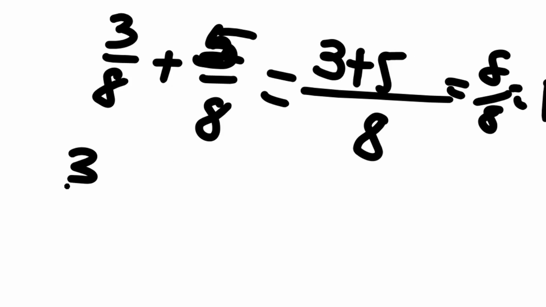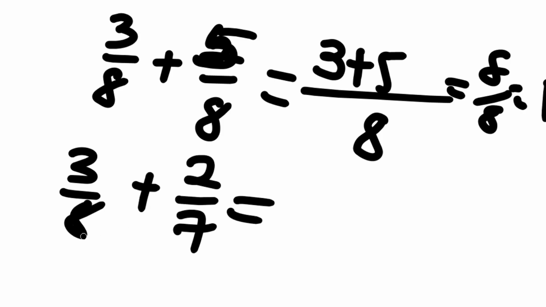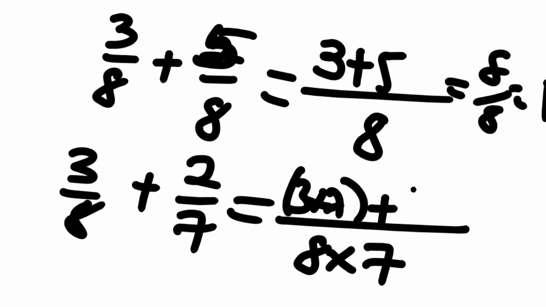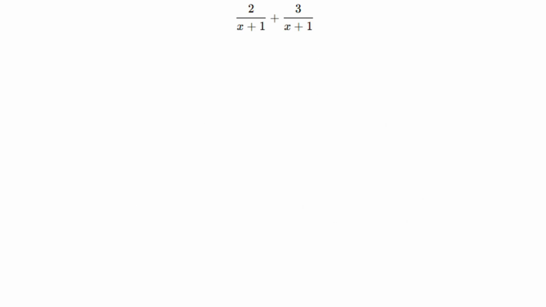But if you have something like 3 over 8 plus 2 over 7, the denominators are different. 8 and 7 are different. So for that matter, that's when you multiply this by this. You go to what I showed you first, right? Then do 3 times 7 plus 2 times 8. Then you proceed with simplification.